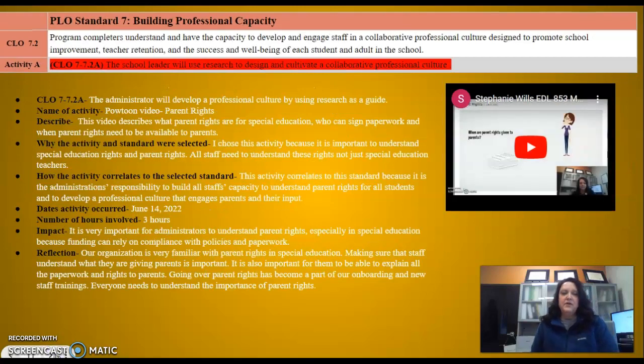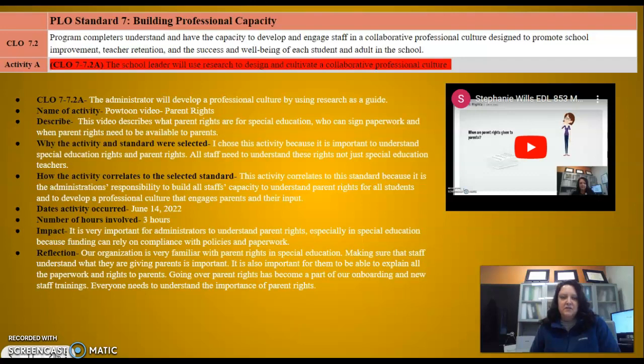I chose another component of Standard 7. I chose 7.2a. The school leader will use research to design and cultivate a collaborative professional culture. In my own words, the administrator will develop a professional culture by using research as a guide. And this activity was the Powtoons Parent Rights video.